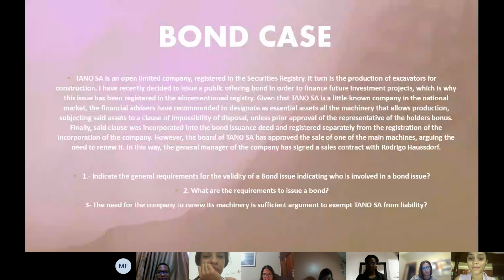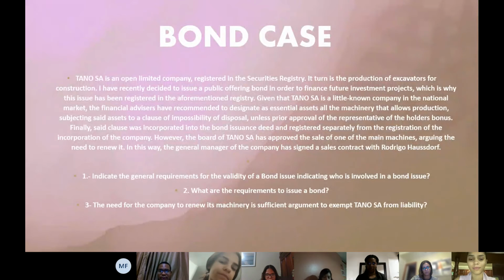In general, the purpose is a public bond offering in order to finance a project. And the required registration is the Securities Registry.